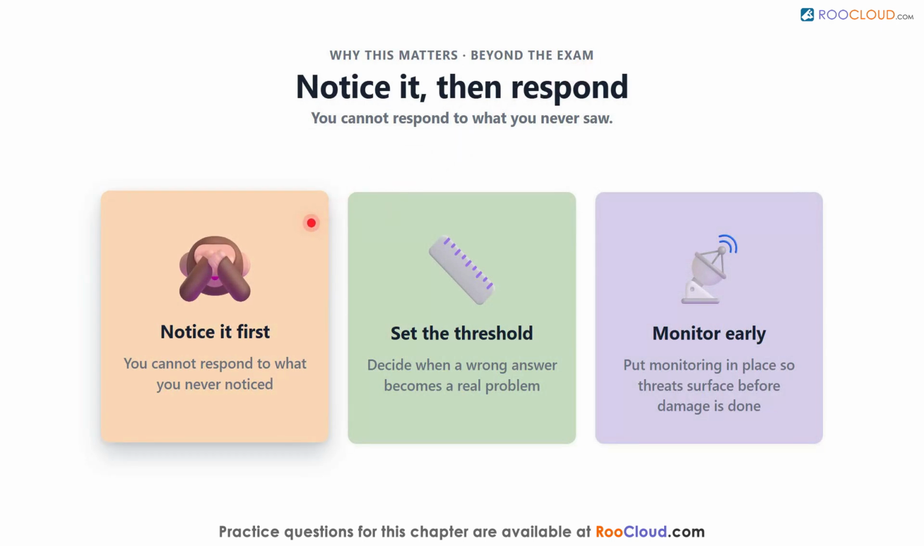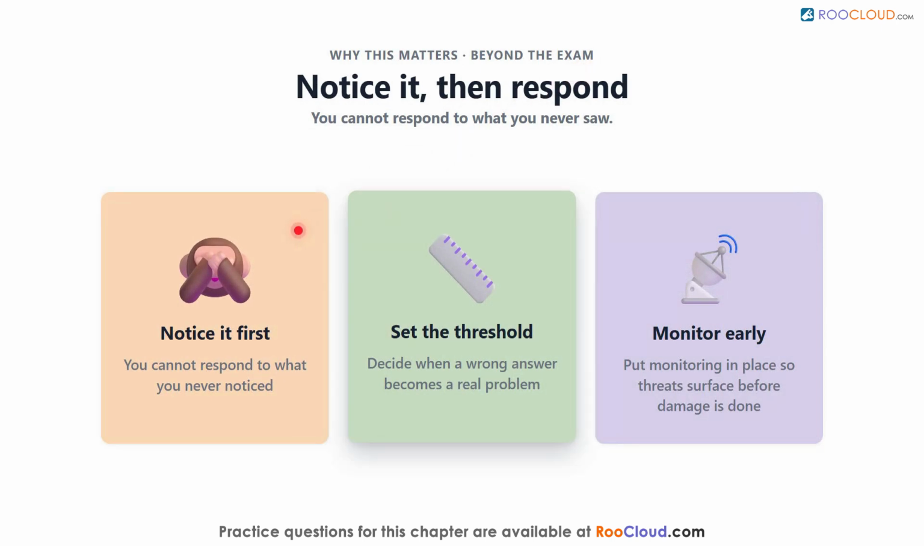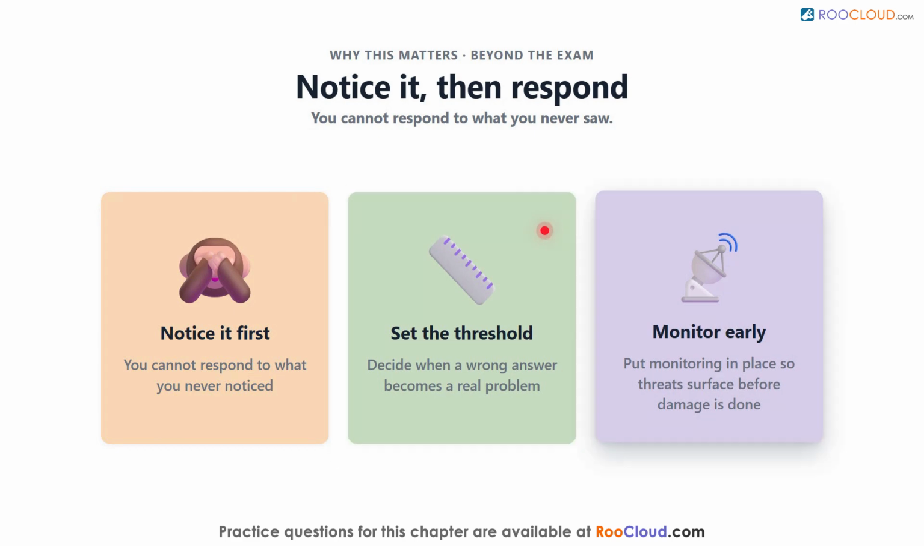Why does this matter beyond the exam? You cannot respond to what you never noticed. Understanding how to detect an AI incident lets you set sensible thresholds for when a wrong answer becomes a real problem, and helps you put the right monitoring in place so threats surface early instead of after the damage is done.